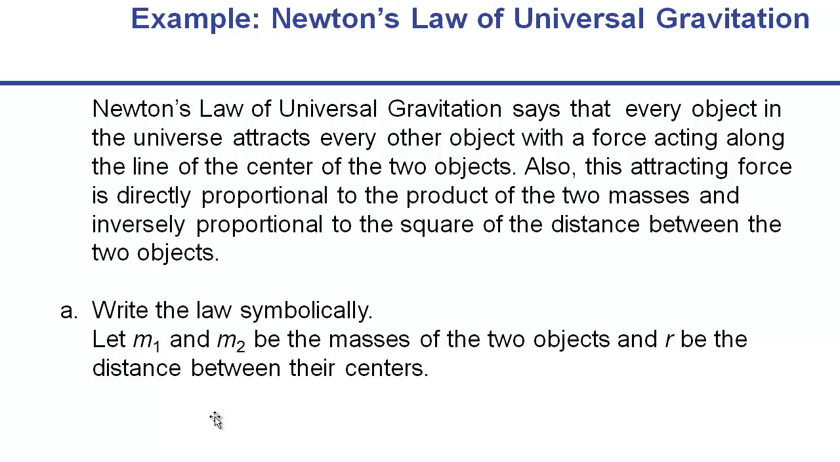So the heavier the objects are, the more they pull on each other, but the farther apart they are, the less they pull on each other. That's why it's inverse, by distance. So step one, we want to write this law in symbols. We're going to let m sub 1 and m sub 2 be the mass of the two objects, and r is going to be the distance between their centers.